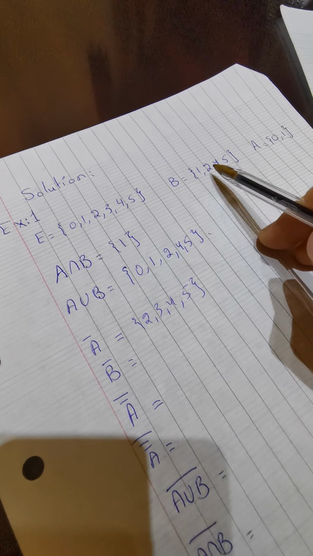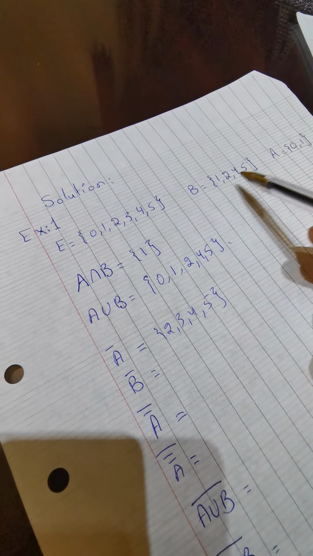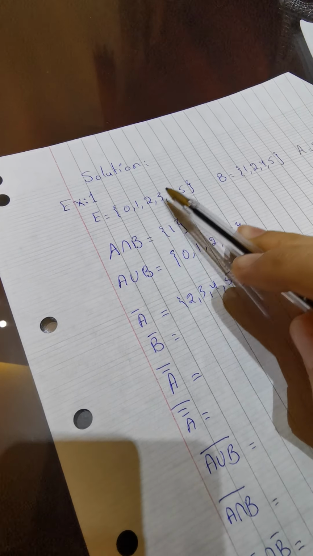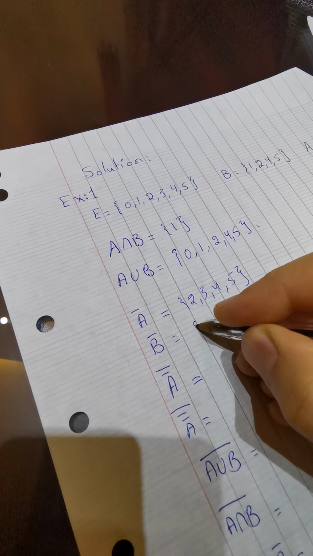Okay, B bar, similarly, we will take the elements of B from E, which are 1, 2, 4, and 5. We will get only 0 and 3. So B bar is 0 and 3.